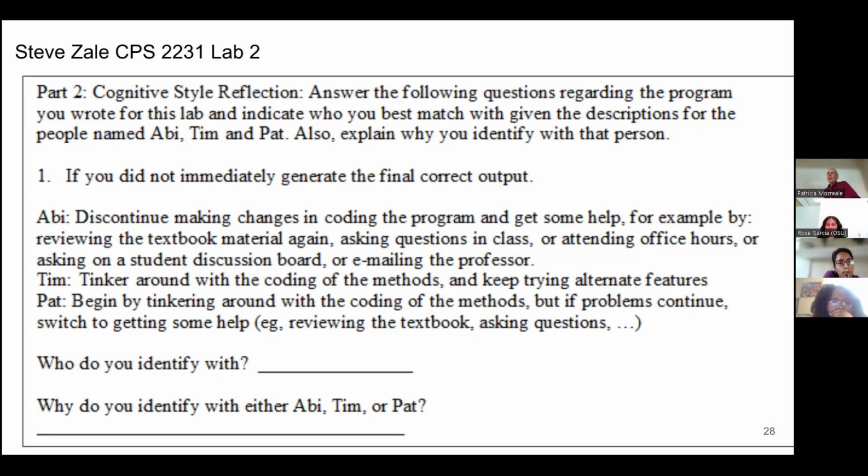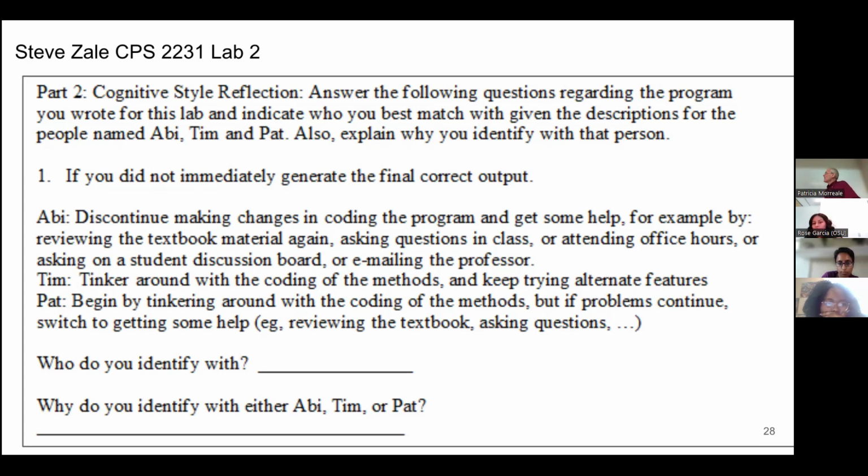First, I wanted to promote self-reflection, right? I wanted the students to reflect on their own cognitive styles and problem-solving abilities, and also questions that encourage self-awareness and introspection. So that was the first reason, to promote self-reflection.